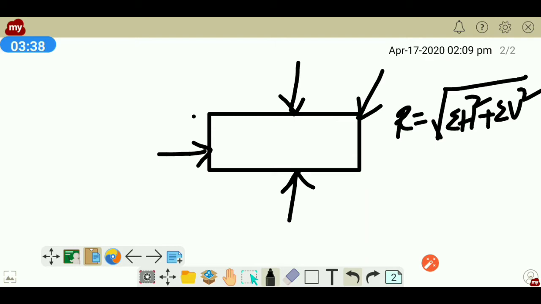The vertical forces may act in an upward direction or they may face downward. If the forces are facing downward, they are taken as negative. If the forces are moving up, they are taken as positive. Same in the case of horizontal forces. The forces moving towards the right are taken as positive, and those towards the left are taken as negative. With all those sign conventions, we add all the horizontal forces and all the vertical forces, and we find the total resultant.